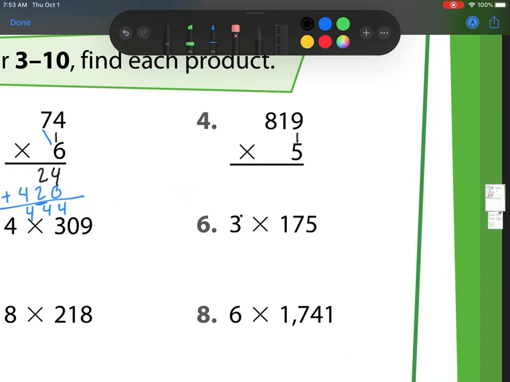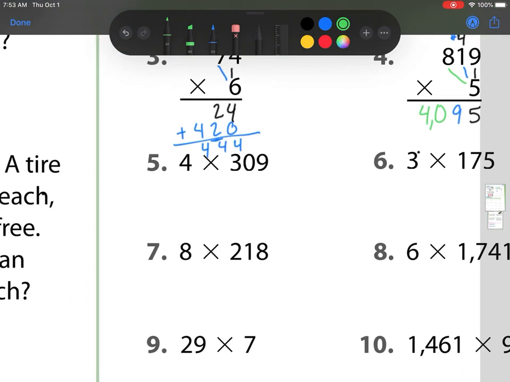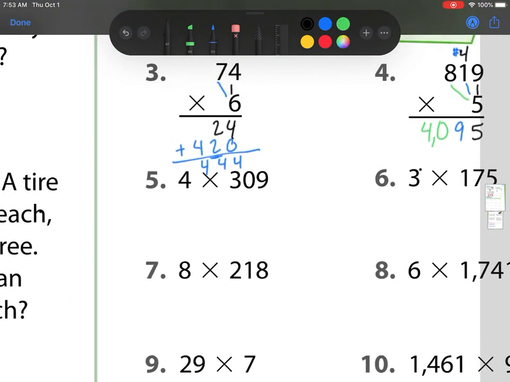Number 4, we're going to use our standard algorithm. 5 times 9 is 45, so I put that 5 down, regroup the 4. 5 times 1 is 5, plus 4 is 9. Nothing to regroup, so 5 times 8 is 40. 4,095.